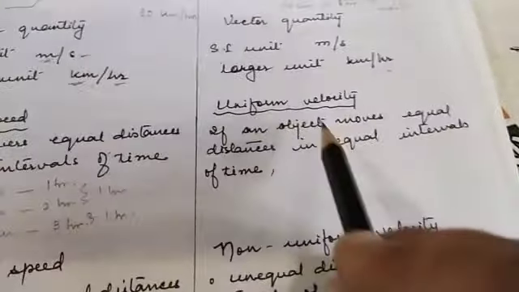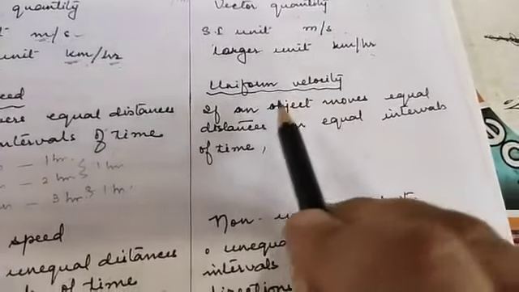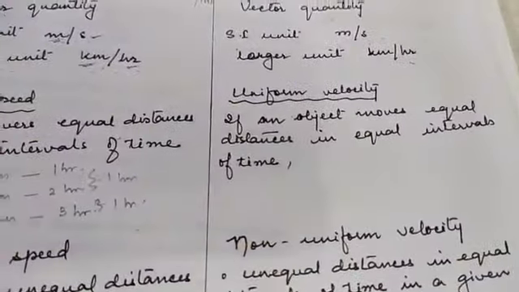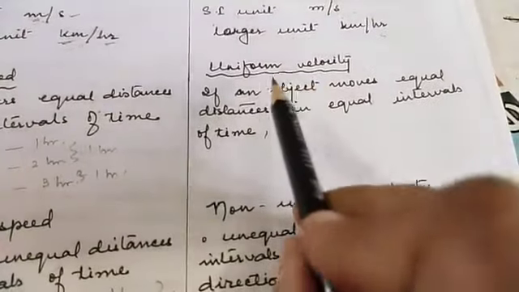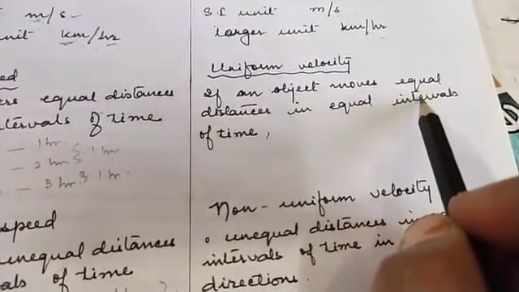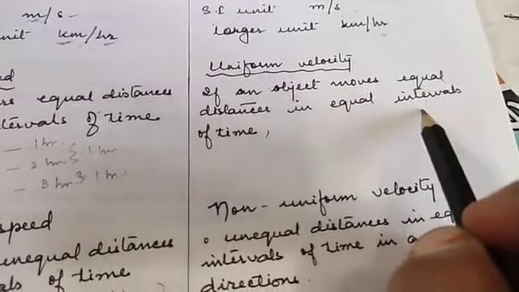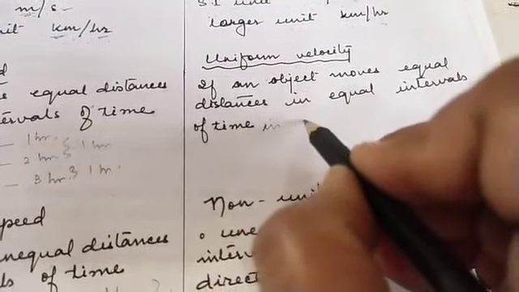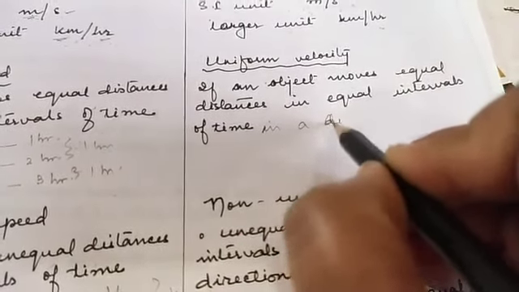Now what is uniform velocity? Velocity is of two types, uniform and non-uniform. Coming to uniform velocity, if an object moves equal distance in equal time interval in a given direction.